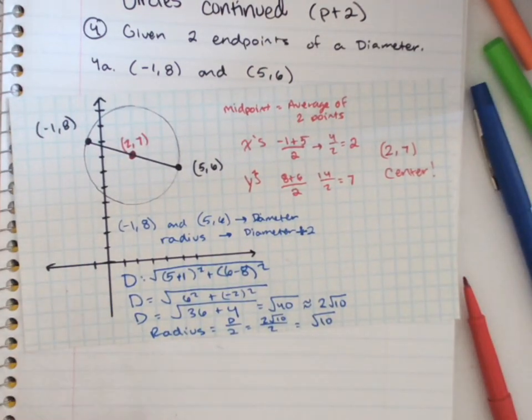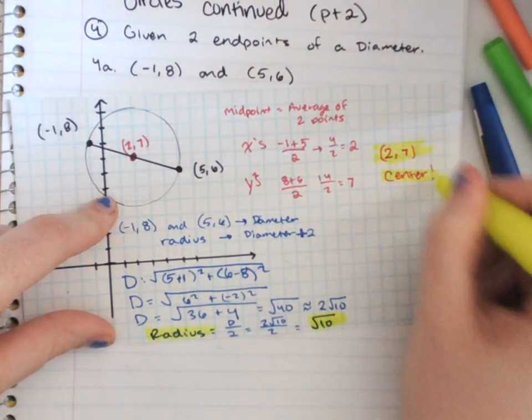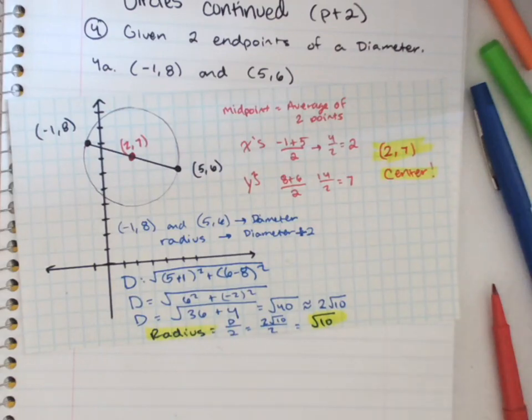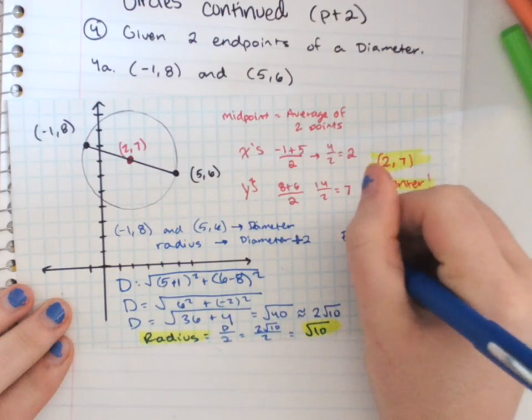So we've got a center point, and we've got a radius. That's all we need to write the equation. So here we go. The equation of the circle.